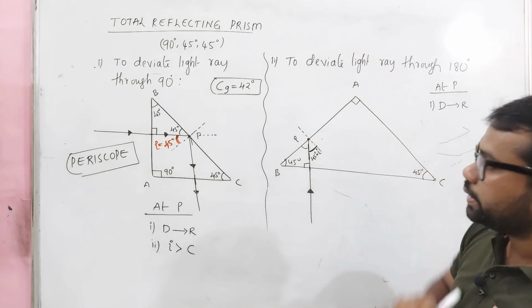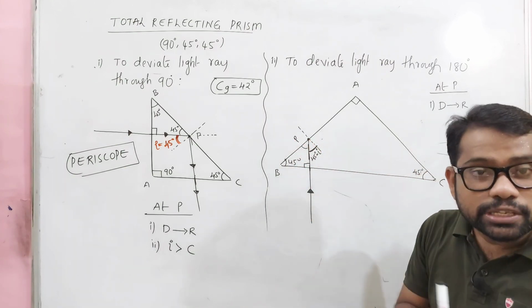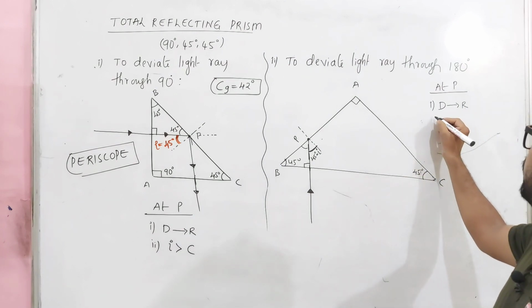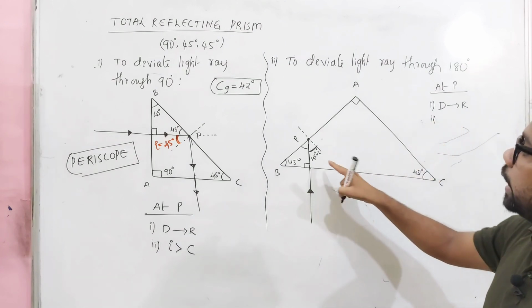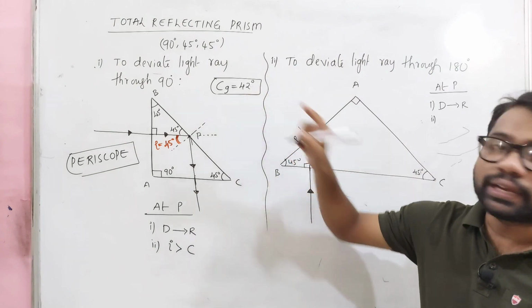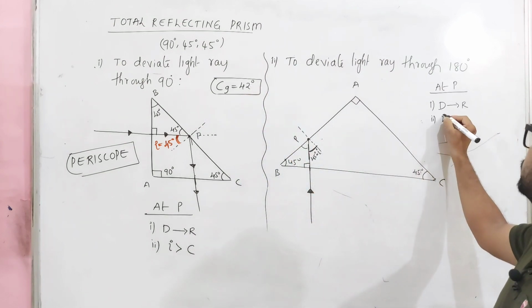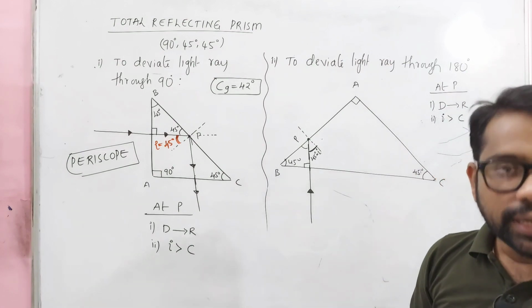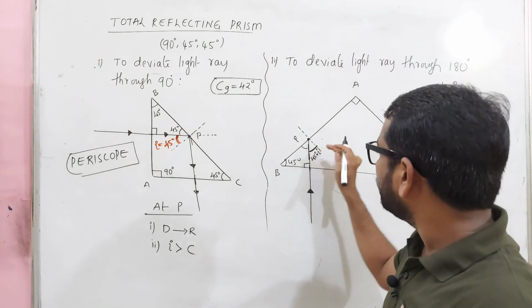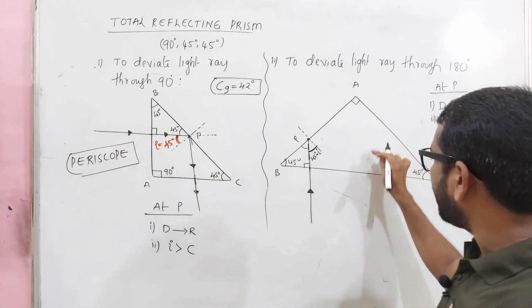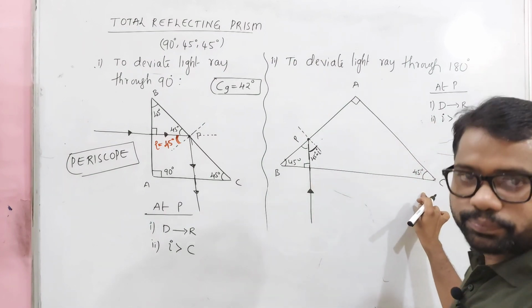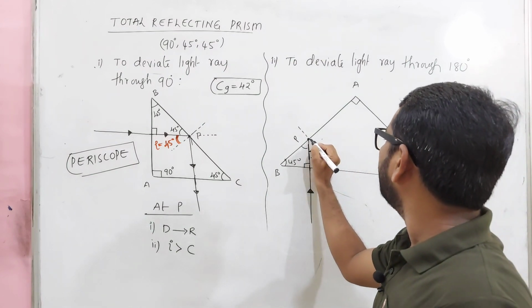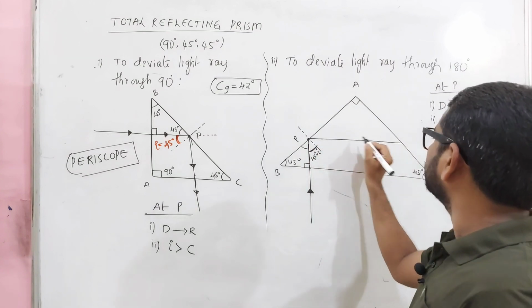So at point P, light is moving from denser to rarer and at the same time, the angle of incidence is greater than the critical angle. So here the angle of incidence is greater than the critical angle. Then what will happen? The light ray will undergo total internal reflection. By default, the reflected light ray will become parallel to the base, parallel to this BC. So this is how actually it will go. It is going like this.